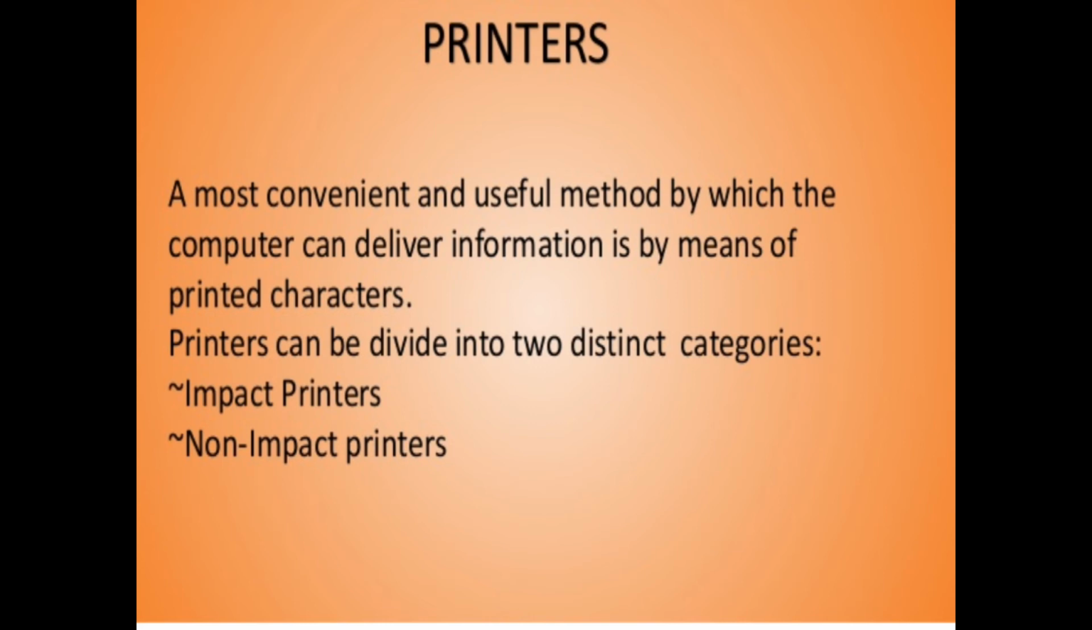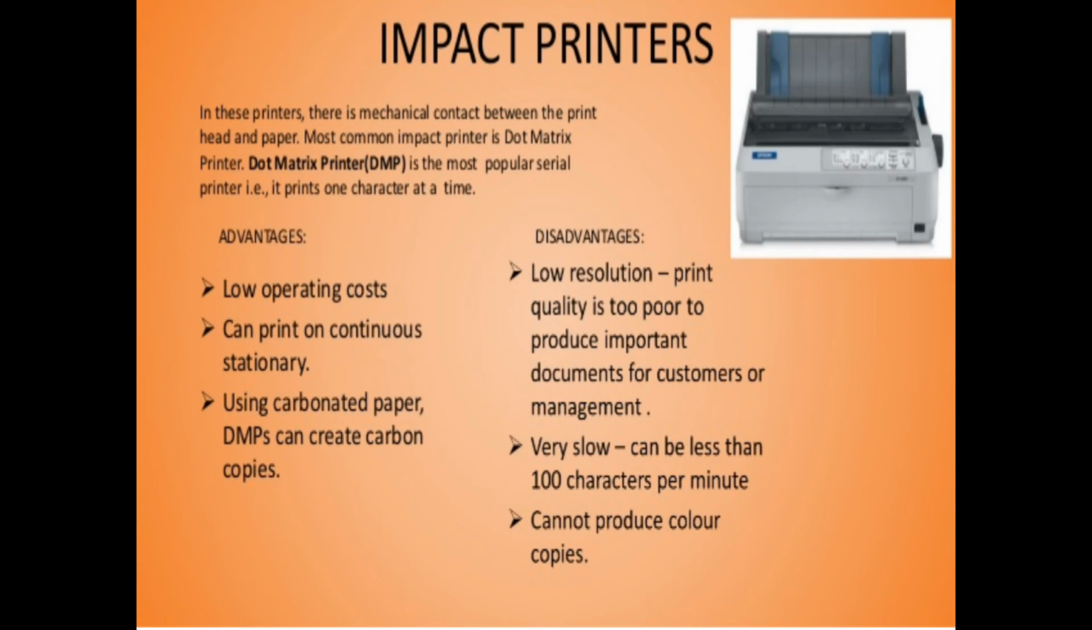Printers can be divided into two distinct categories, impact printers and non-impact printers. Printers give us the hard copy of the output. Let's understand impact printers. In these printers, there is mechanical contact between the print head and paper. The most common impact printer is the dot matrix printer. Dot matrix printer is the most popular serial printer, that is, it prints one character at a time.